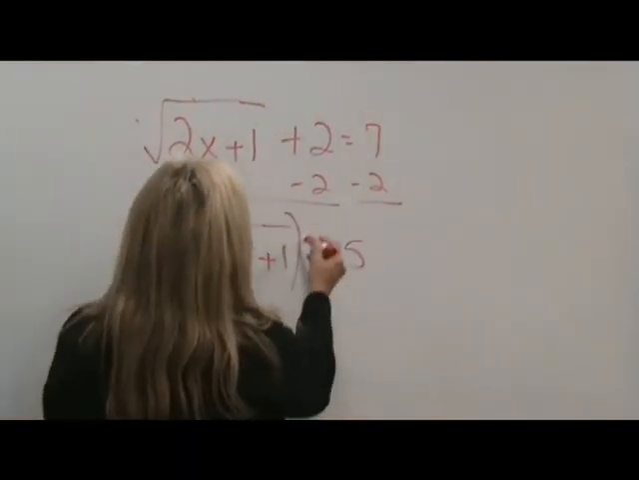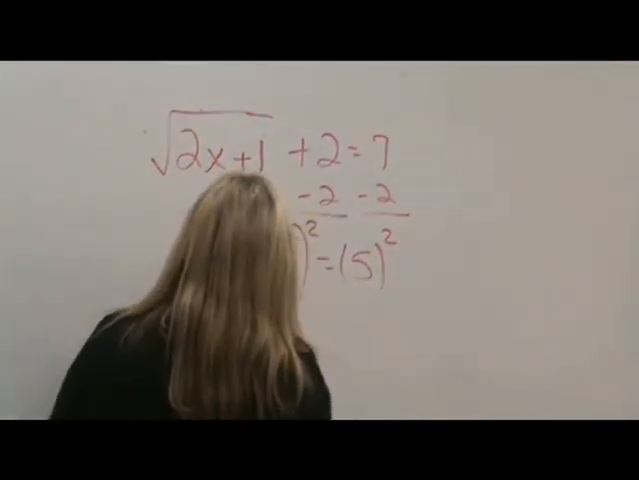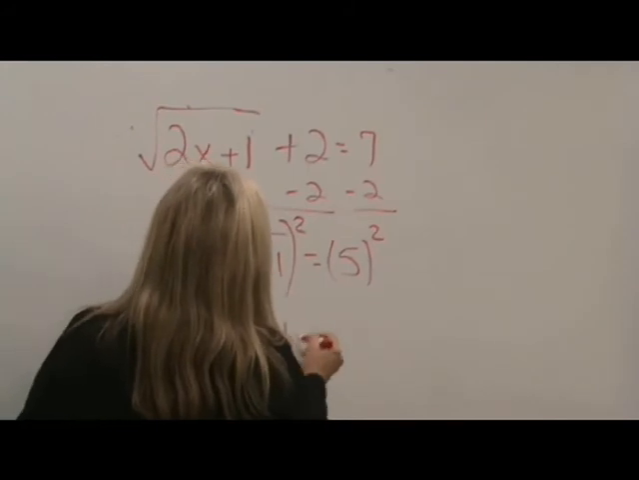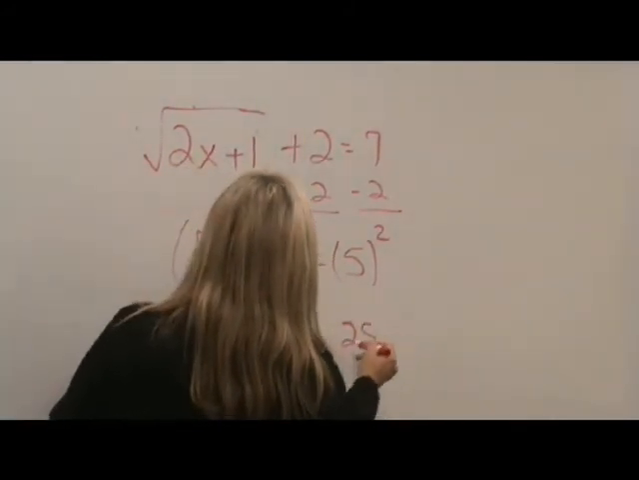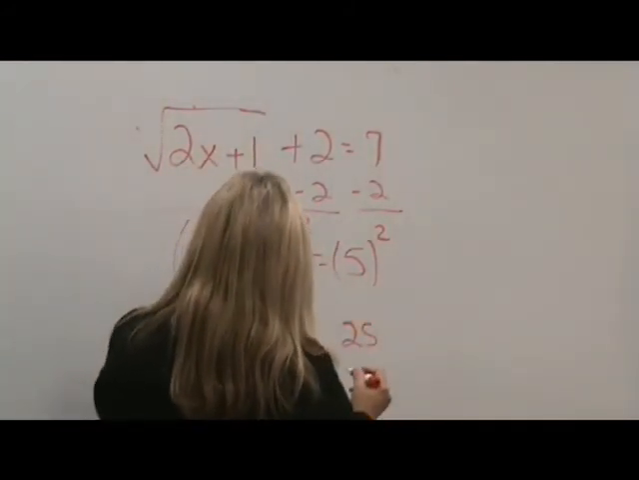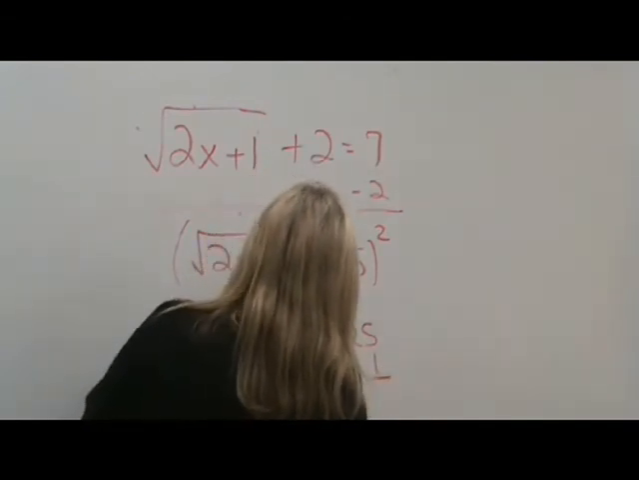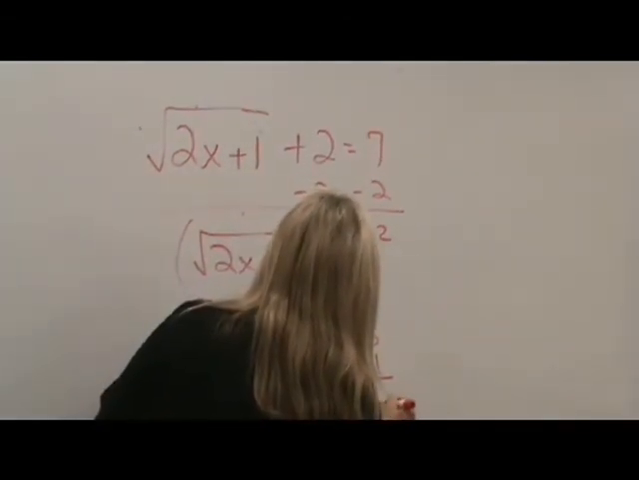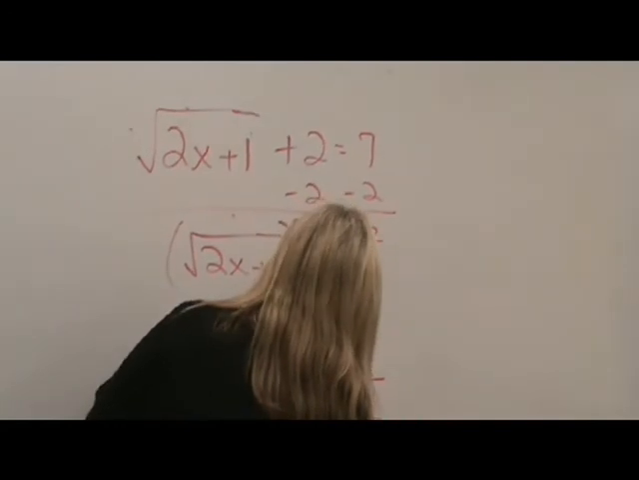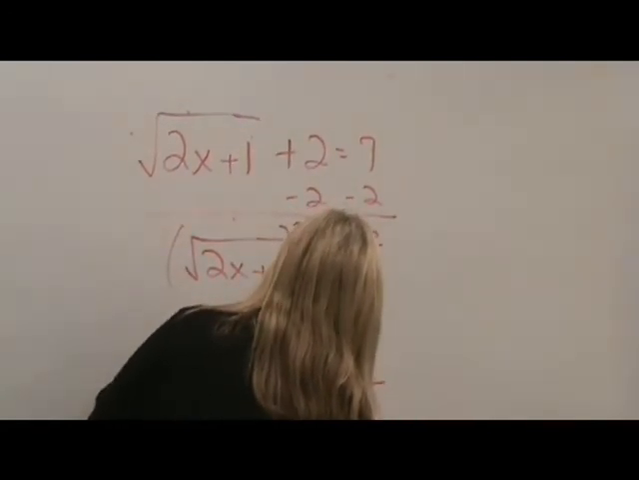So then we square that side and square this side. And we have 2x plus 1 equals 25. Subtract our 1. And we have 2x equals 24. And divide by 2 and divide by 2 and x equals 12.